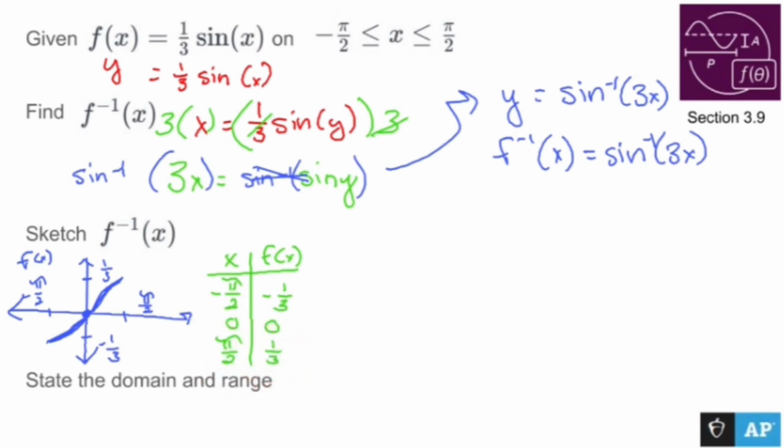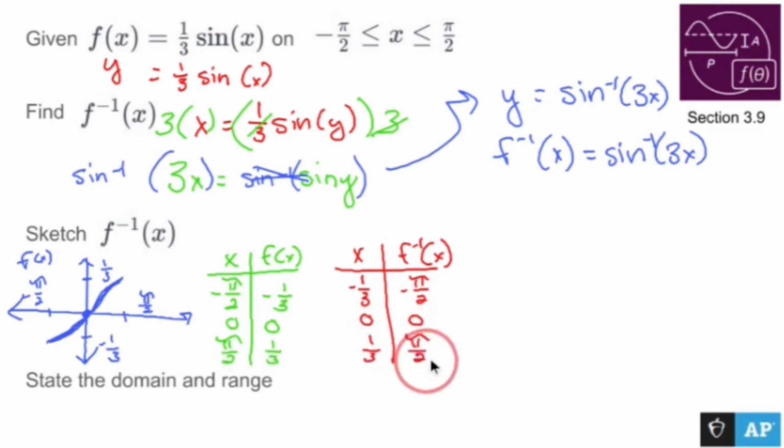Now, the table of an inverse is flipped. So its inverse is going to be negative 1/3, negative pi over 2. Flip them. 0 flipped with 0 is 0, 0. And 1/3 is going to be my x value, and pi over 2 is going to be my y value.